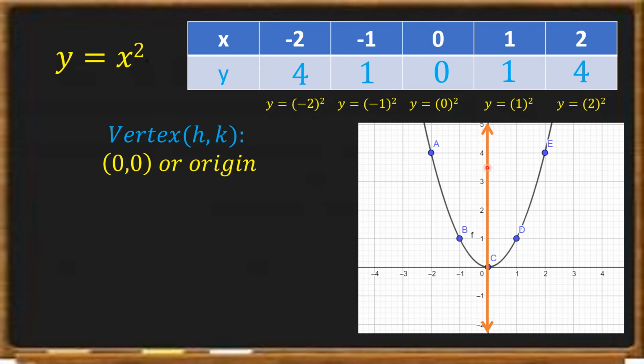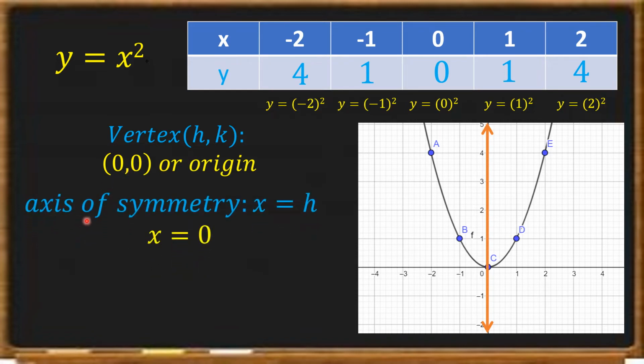So, saan tumama sa x-axis yung vertical line na yan? Tumama sa 0. So, kung ano man yung value ng h natin, which is 0, dito, ang h natin 0, yan yung ating axis of symmetry. That is, x is equal to h. So, what is our h? Our h is 0, so x is equal to 0. So, this is now the equation of the axis of symmetry.